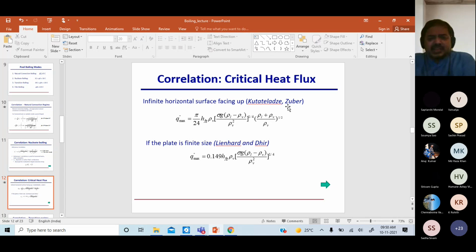And if the plate is of finite size, then Leonhard and Heer gave another correlation. Okay, so this is what it is. These are again just correlations. You have to use them. Not much to understand here. Yeah, that's about it.